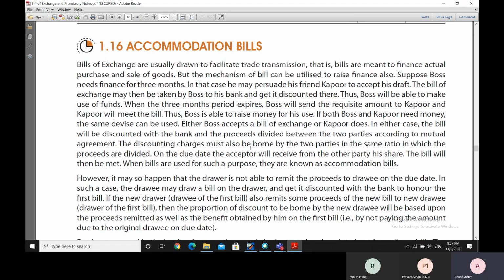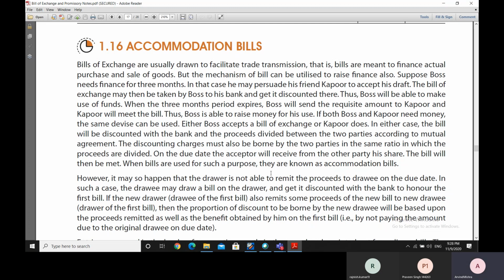When bills are used for such a purpose, they are known as accommodation bills, because there is no backing of any purchase or sale transaction here. Without any purchase or sale transaction, these bills are used for generating money or loans from the bank. Therefore, these bills are known as accommodation bills because they are meant to accommodate the two parties for their loan purpose.